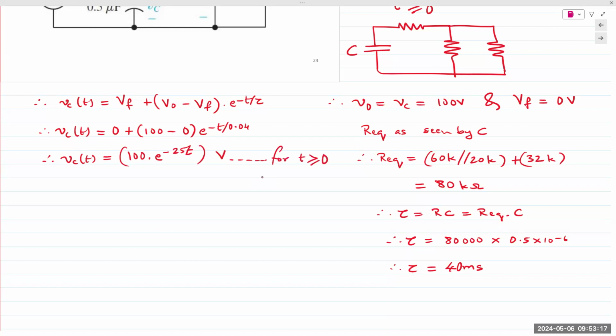This equation is valid for all values of time greater than or equal to 0. Right, let's pause.